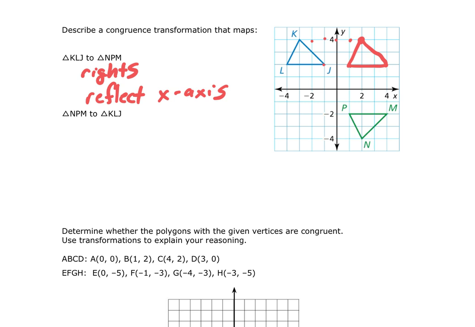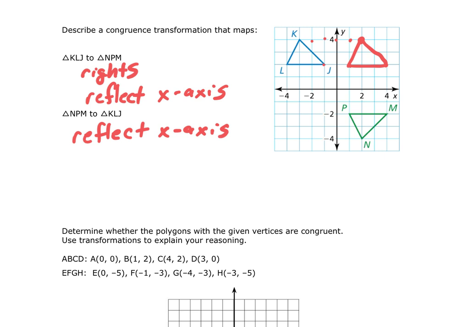The second one says, what if I want to go from green back to blue? What if I wanted to start down here at NPM and I want to get up to blue? Guess what we're going to do? We're going to do just the opposite of what we did here, okay? So I'm going to go from green back to red, which means I'm going to reflect over the x-axis. So I'm just going the opposite direction.